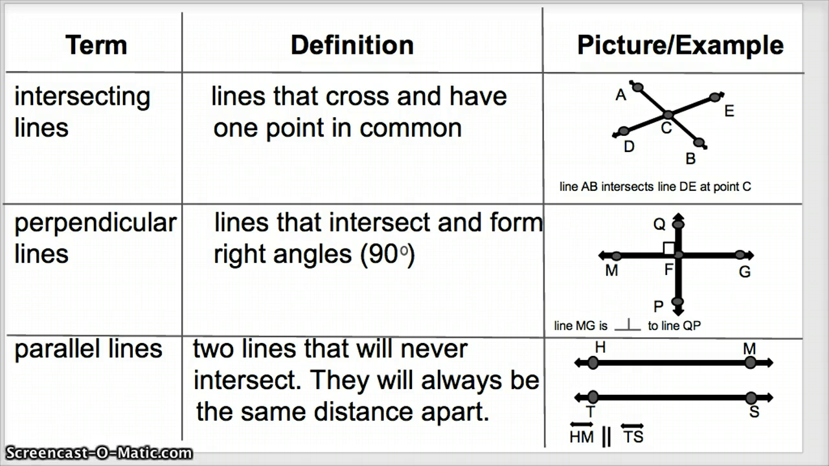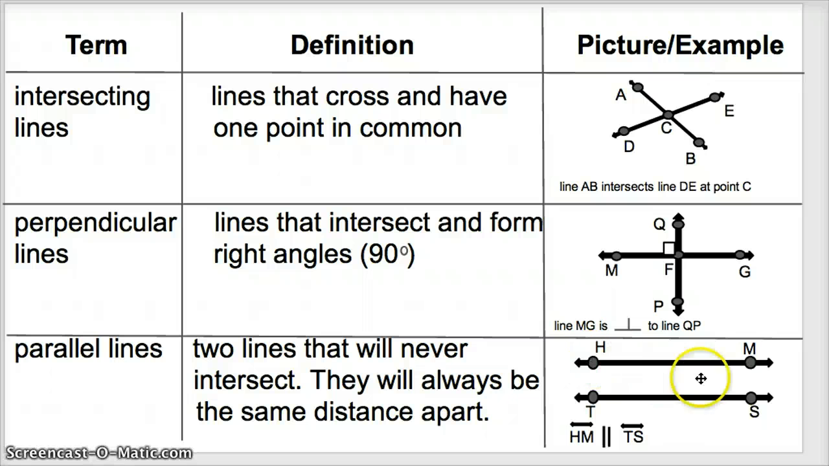Last term that you need to know is parallel lines. It's two lines that will never intersect. They will always be the same distance apart. So this is two lines that are parallel to each other. I have line HM and line TS. So line HM is parallel, here's the symbol, two lines that are up and down like that, meaning parallel to line TS.